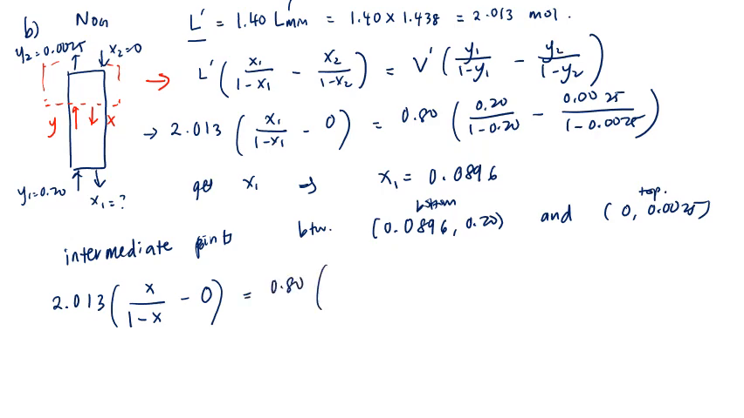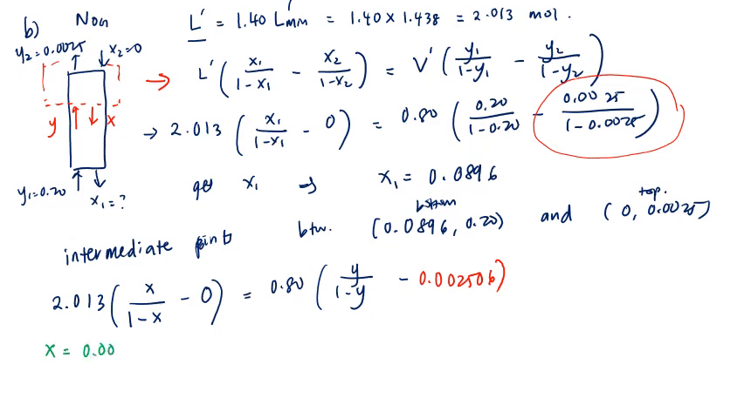Then 0.8 times y over 1 minus y, minus this part here, which is actually 0.002506. So if we put in any value of x, let's say x equals 0.008, put in this equation, then we get y equals 0.0223. Then repeat the same thing to get another intermediate point.